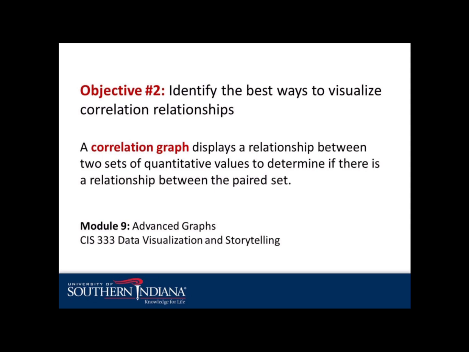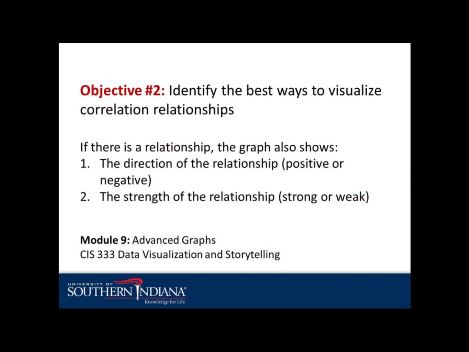Okay, let's switch gears now to correlation relationships. A correlation graph is going to display the relationship between two sets of quantitative values to see if there's a relationship between the paired set. So if there's a relationship, the graph is going to show the direction of the relationship. Is it positive or negative? And the strength of the relationship. Is it strong or is it weak?